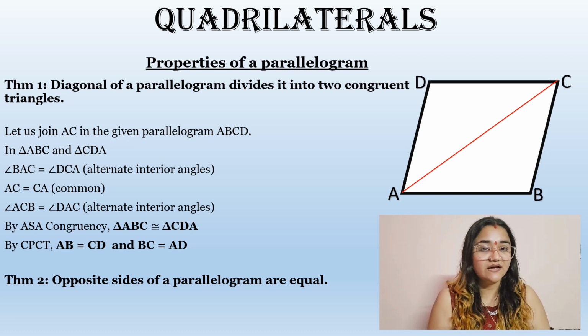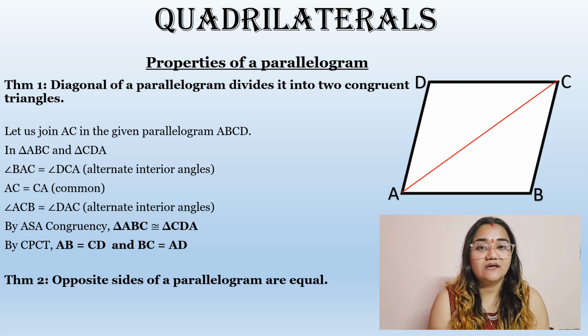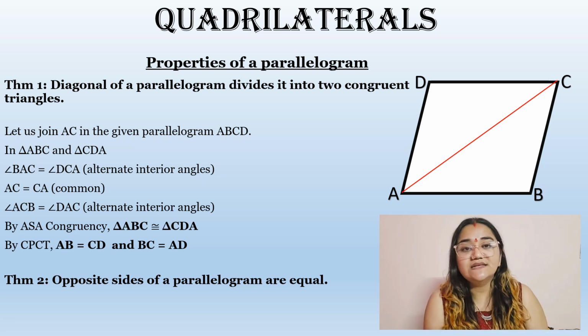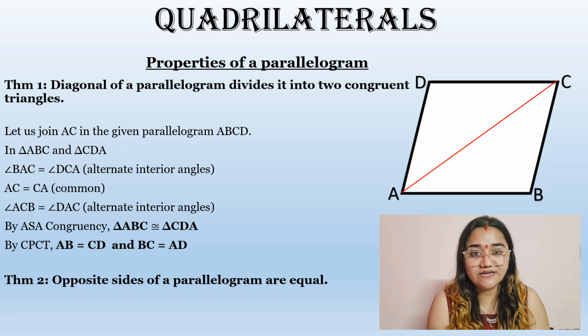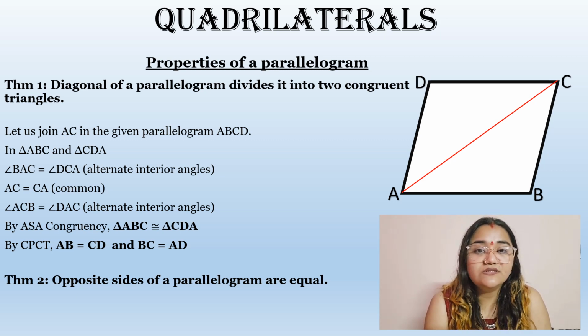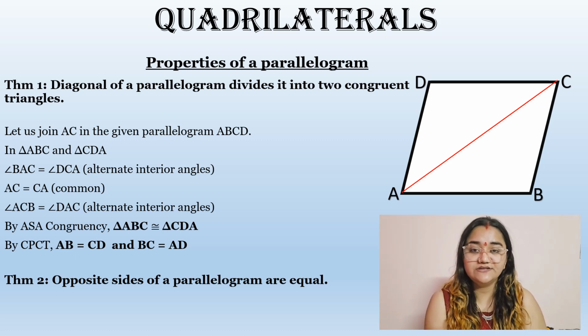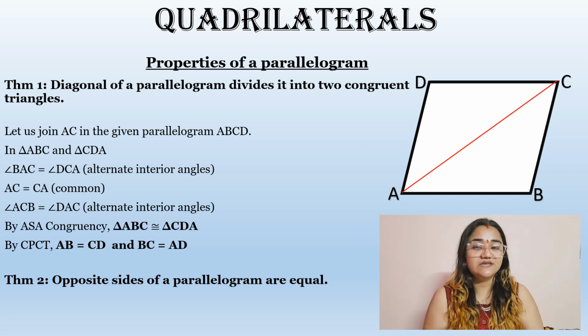So let us take the conditions in triangle ABC and triangle CDA. So what are the conditions that are given to us? Since it is given that AB is parallel to CD, angle BAC will be equal to angle ACD, a pair of alternate interior angles. So these angles will be equal. This is our first condition.